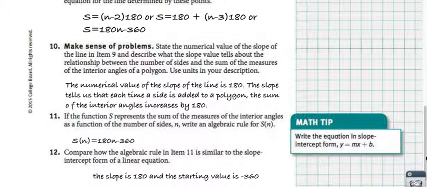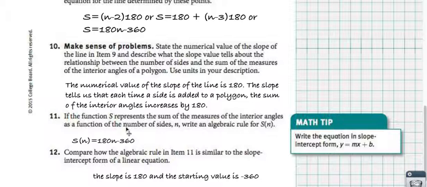If the function s represents the sum of the measures of the interior angles as a function of the number of sides, write a rule for s of n. So this is just function notation. So again, s of n equals 180n minus 360, or you could use any of these other forms of that.